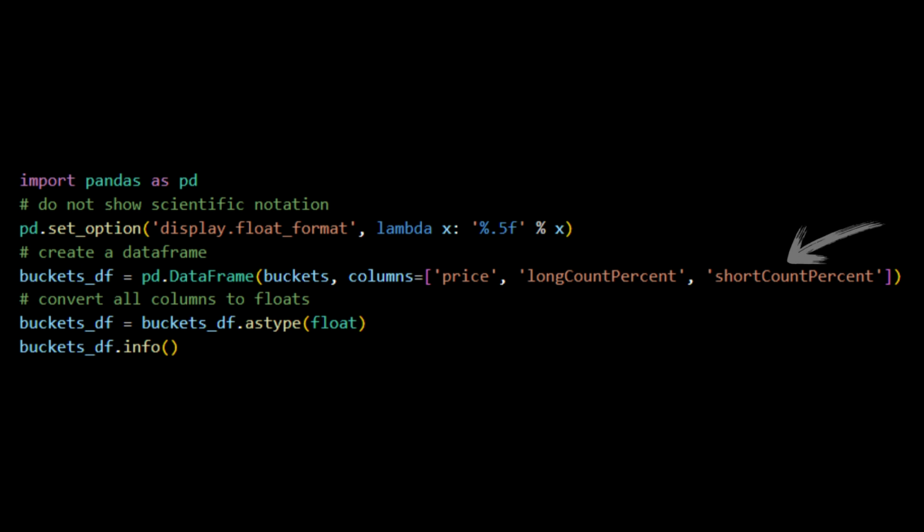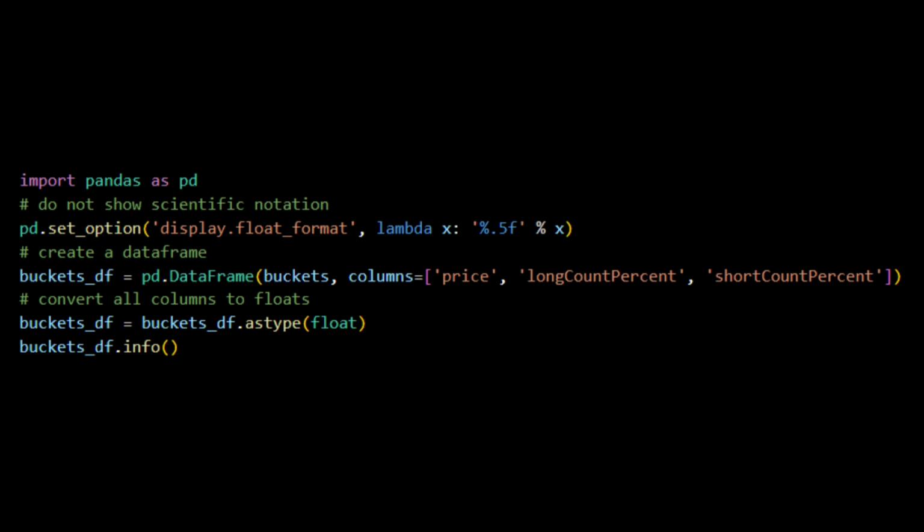Next, we construct our data frame, buckets_df, specifying the columns we're interested in: price, long count %, and short count %. These columns represent the price levels within the order book and the percentage of long (buy) and short (sell) orders at each price level, offering a glimpse into market sentiment and positioning. After creating our data frame, we convert all its columns to float data types, ensuring that our data is uniform and ready for numerical analysis.